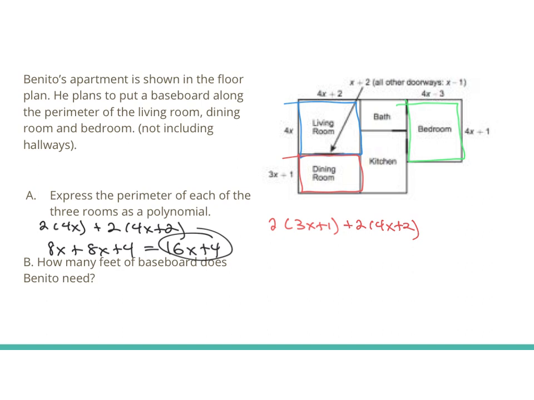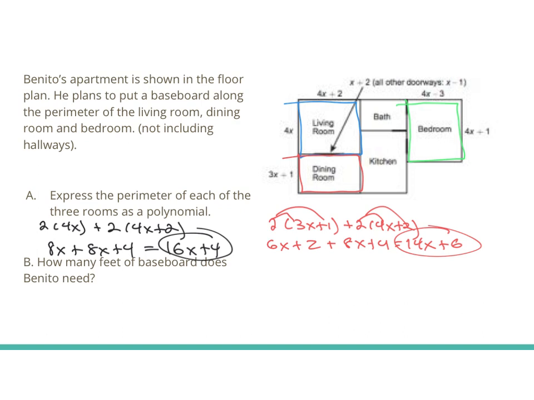When we simplify things a little bit by distributing our monomial on the outside, we get 6x plus 2, again distributing, and then plus 8x plus 4. And if I combine like terms, we're going to end up getting 14x plus 6. So that would be our expression for the perimeter of the dining room.